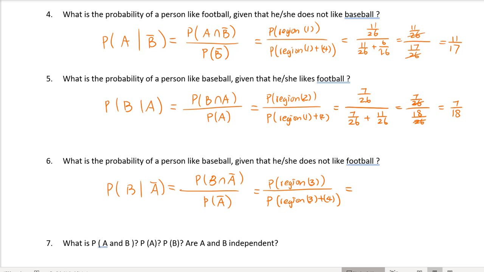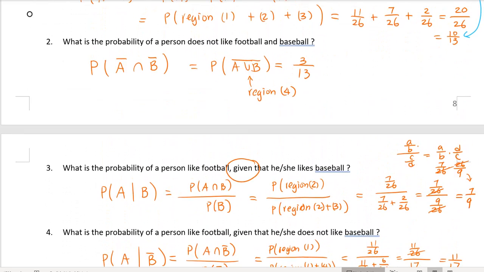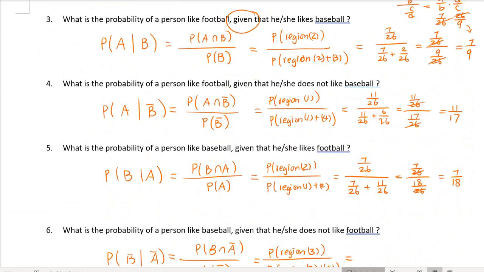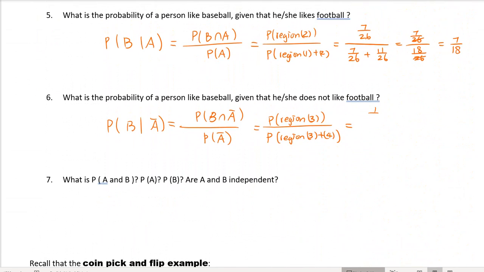Okay, what is that? So let's see. Region 3, we have 1 over 13. Region 4, 3 over 13. Four over 13. So cancel. 1 over 4 is the answer.